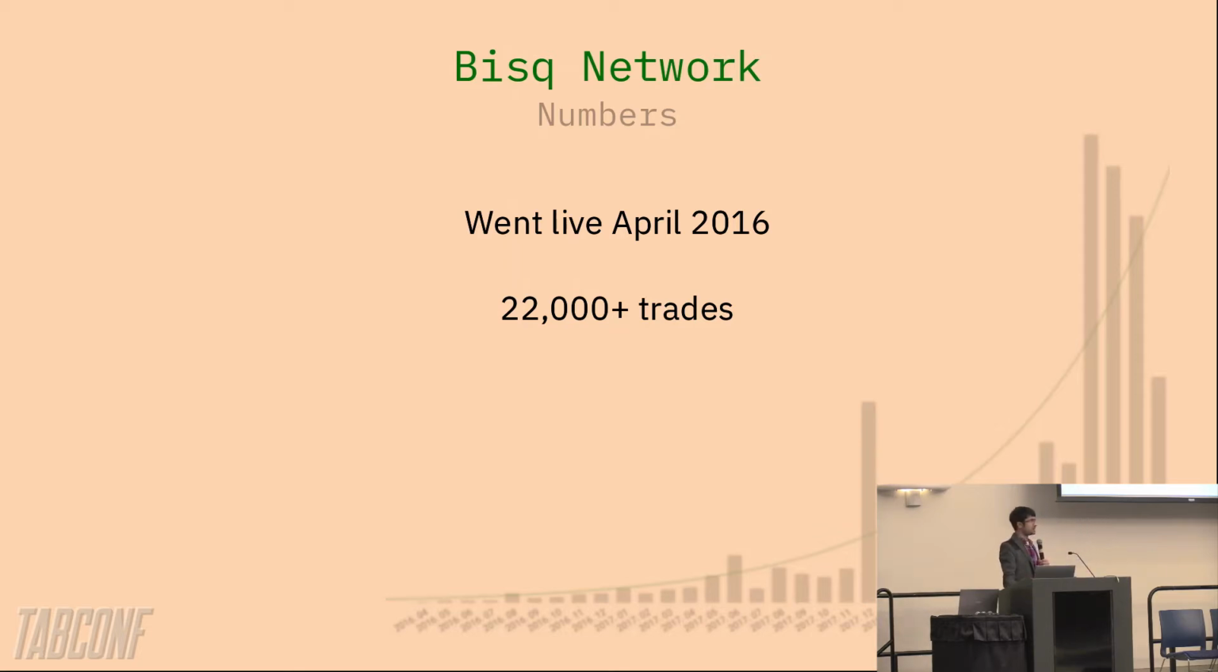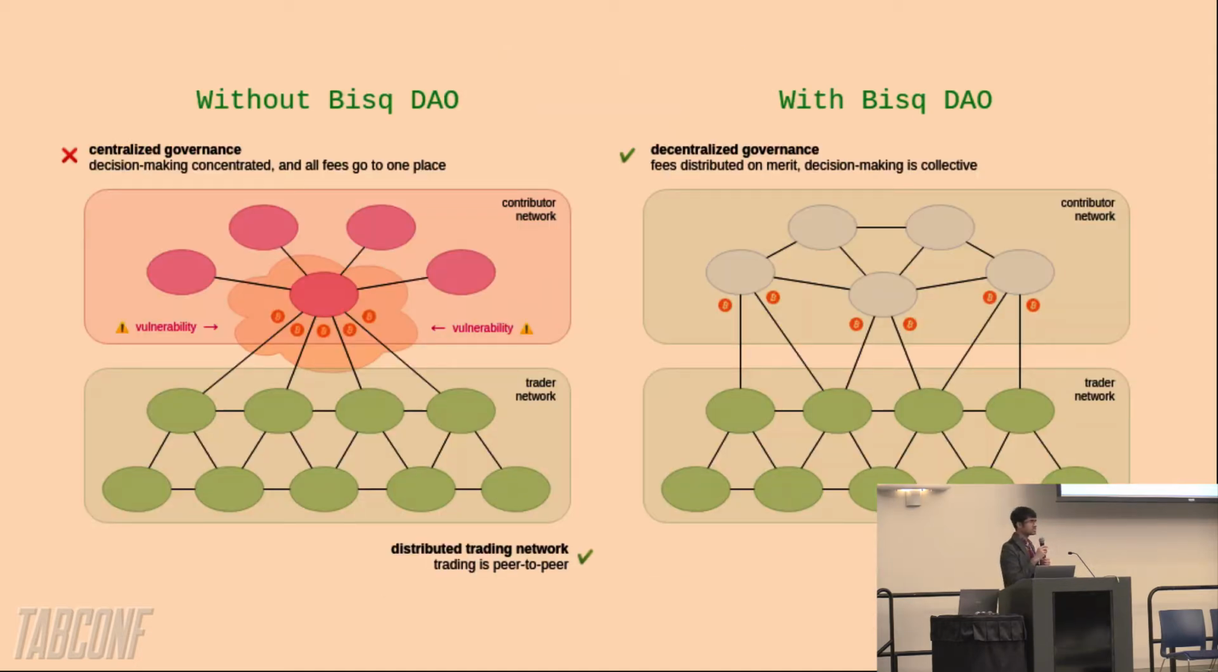So why a DAO? Why do we need a DAO? Why do we need a token? The answer to that question has to do with these diagrams. So on the left is where we are right now. So we've got a nice distributed peer-to-peer network for traders. But for contributors, it looks a little different. Fees all go to one place. And decision-making, for the most part, is also done in a fairly centralized way.